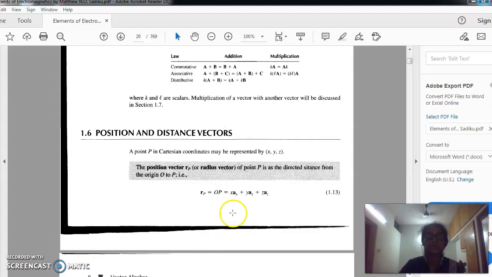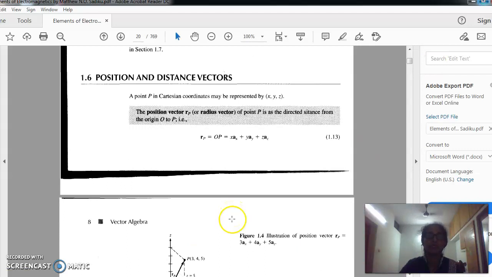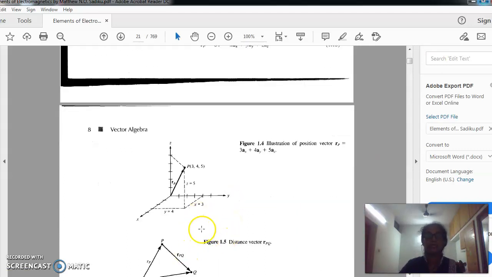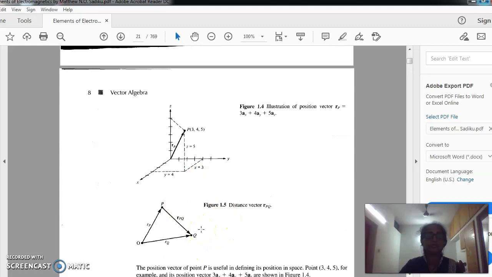So let us continue. That is the definition and what is meant by a position vector. Hope you get the point. See, an example is shown here in the book. P 3, 4, 5. See how it is joined to the origin and OP is formed. So its components are marked as RP, RPQ, RQ, etc. That is with respect to origin.